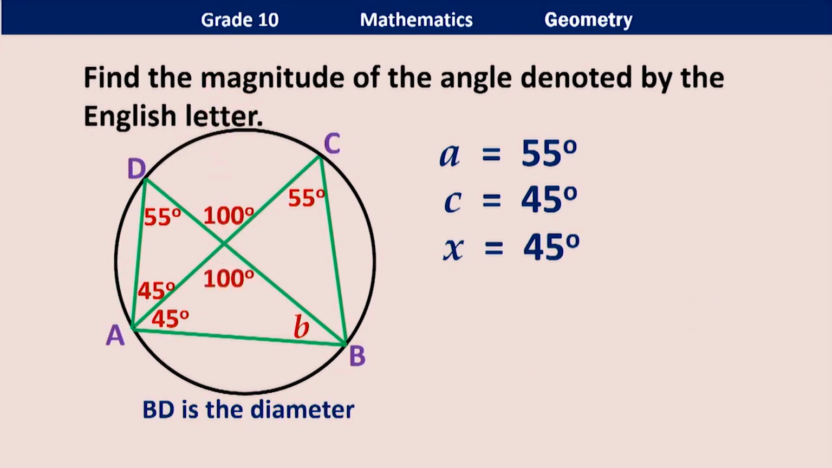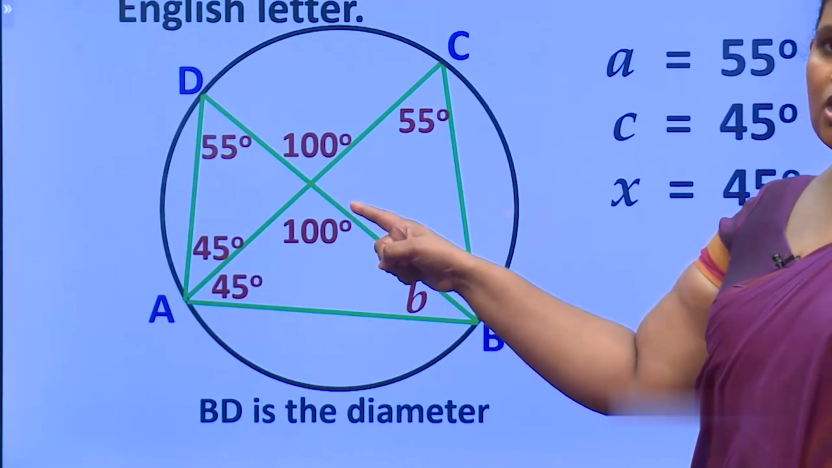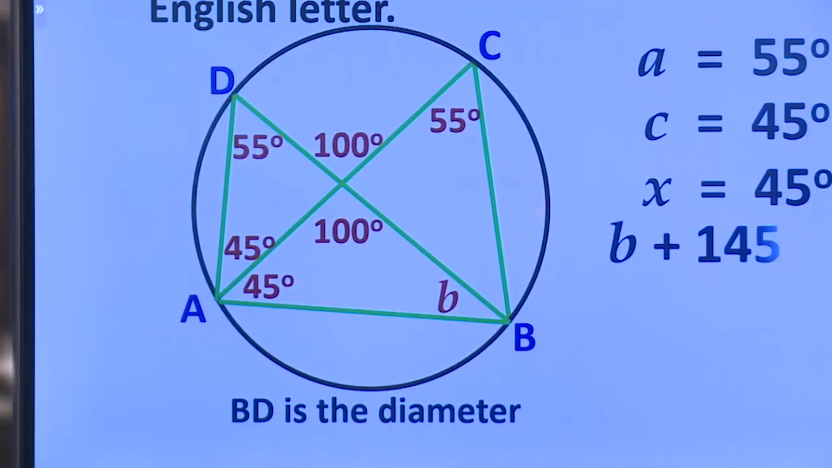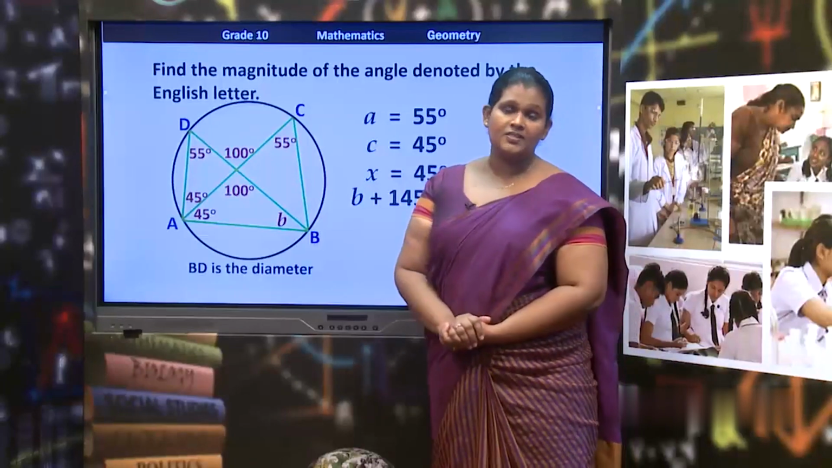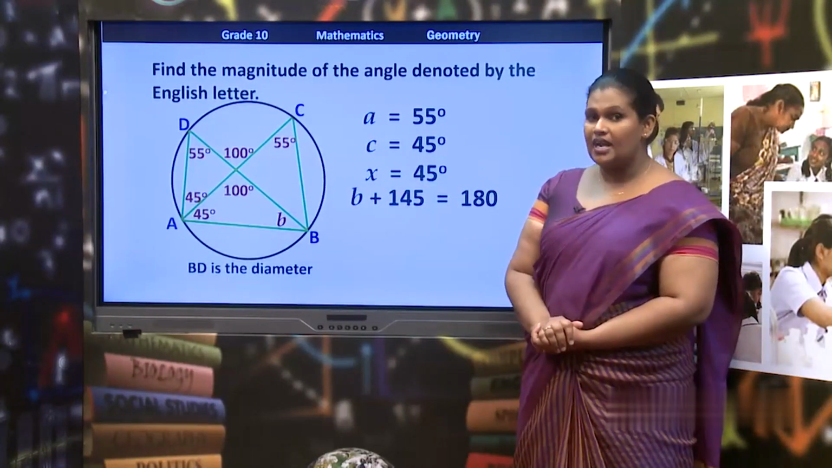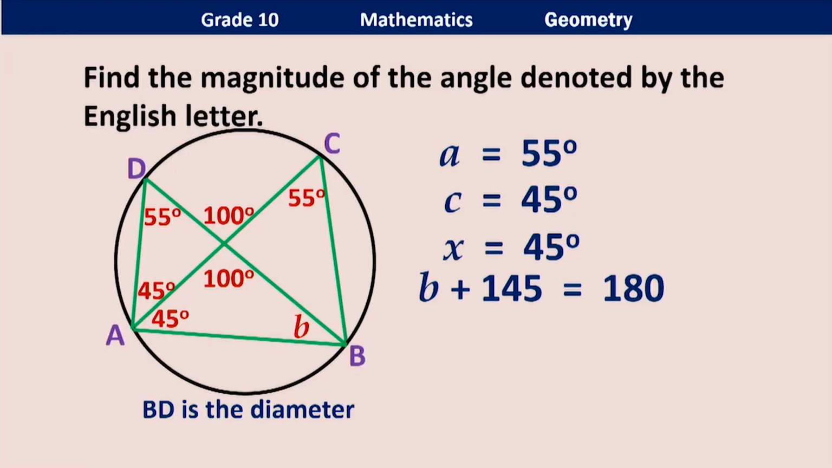Right. Now, since we know these two are vertically opposite angles, since this is 100 degrees, this angle should be equal to 100 degrees also. Therefore, we can consider this triangle, and we know that the sum of the interior angles of a triangle is equal to 180 degrees. So, when we add the magnitudes of these three angles, we can get the sum of the interior angles of the triangle.